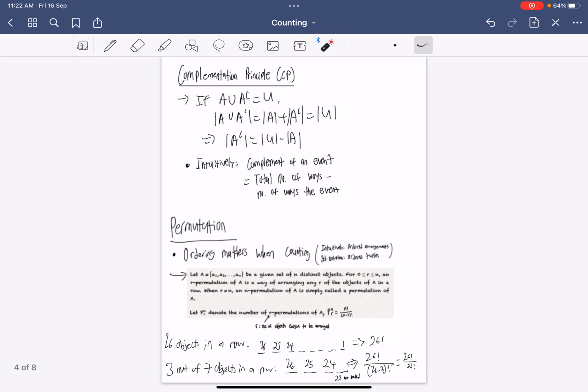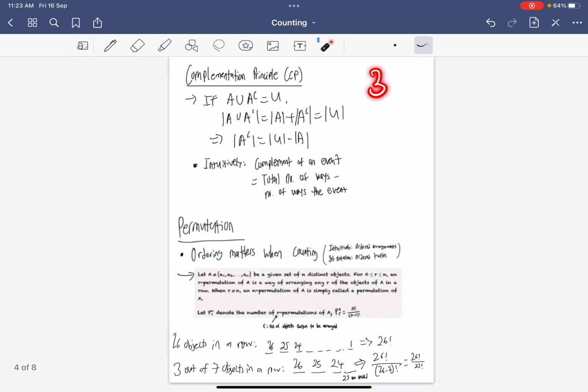Next, we'll move on to the third principle, the complementation principle. This principle is actually just the application of the addition principle. So it just says when you have 2 events that are complements of each other, which are already defined to be non-overlapping or disjoint, then the total number of ways minus its complement is the number of ways the event that you want has occurred.